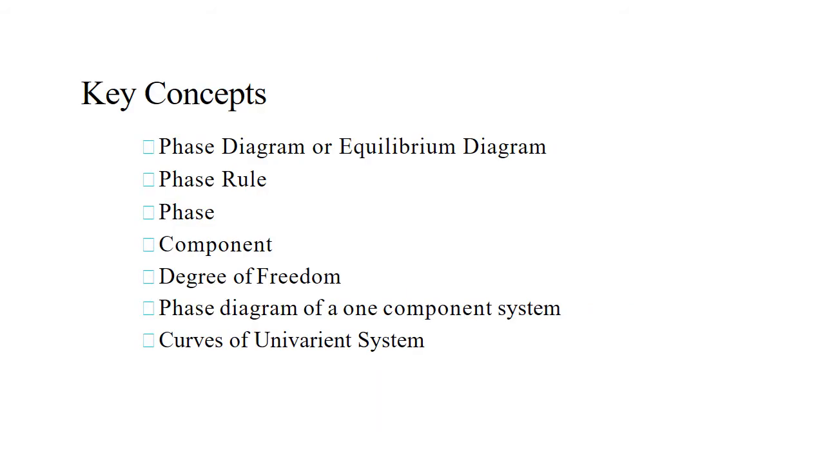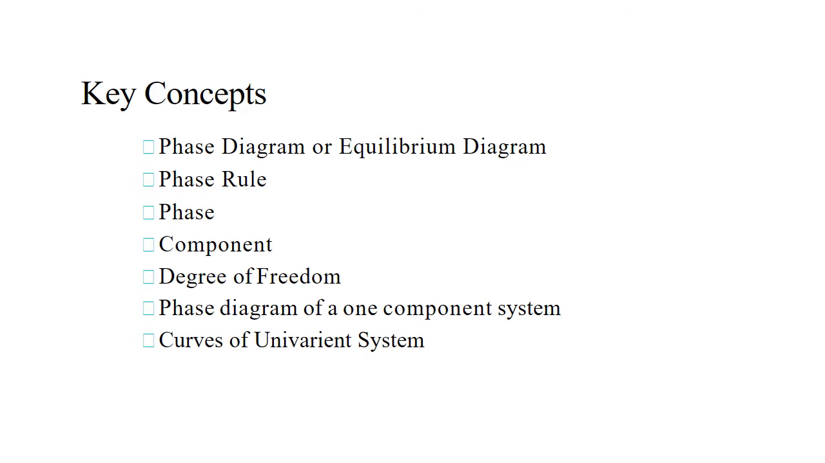Key concepts. The following concepts will be discussed in detail in this lecture. First of all, we will discuss phase diagram or equilibrium diagram. We will discuss what is a phase diagram or what is an equilibrium diagram. Then we will discuss phase rule, on the basis of which the phase diagram or equilibrium diagram is established. Phase rule consists of different terminologies. These terminologies are phase, component and degree of freedom.